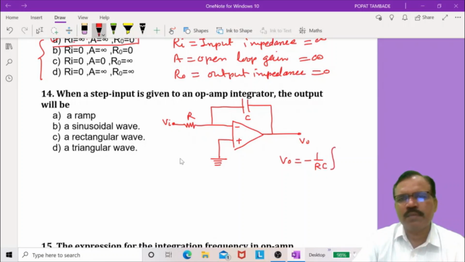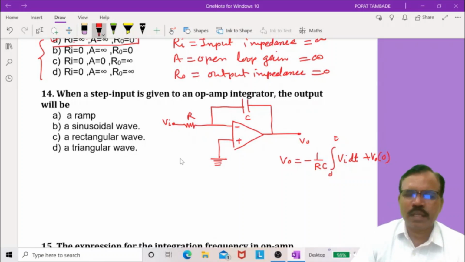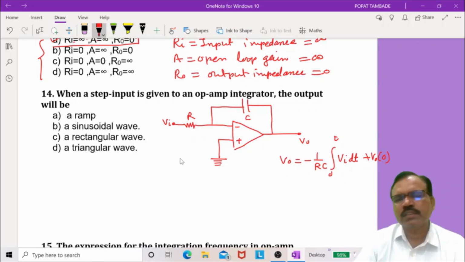RC is called the time constant, integral from 0 to some t, suppose, of Vi dt plus some constant. I can take V0 at 0 time. So this is the output.